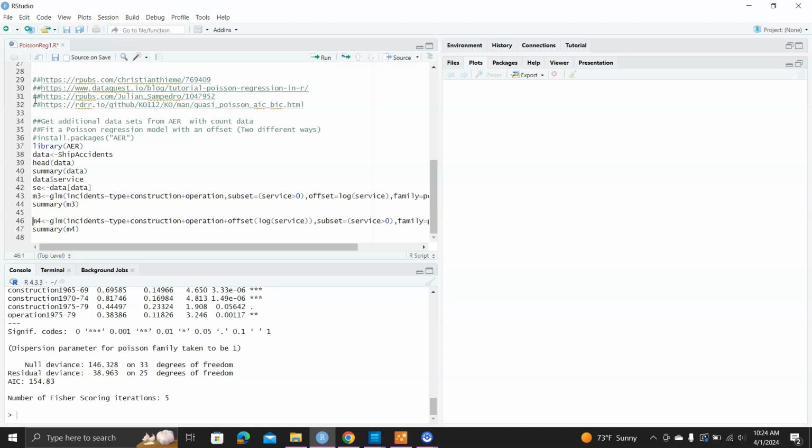And here are the outputs. There's another way you can incorporate the offset term. Here's M4. You can put the offset term in the formula. You can see the syntax: plus offset of natural log of service, subset, family, and so on, which is the same. Here's the output, and this is identical to M3. I think that's all for this video. Hopefully you learned the basics for fitting a Poisson regression model.